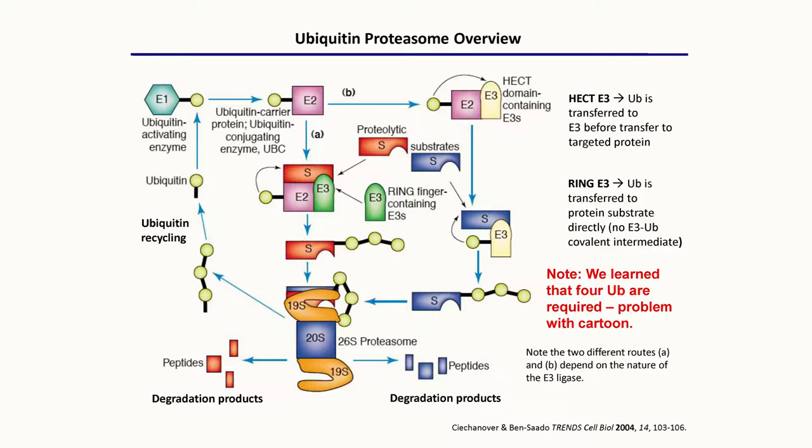Alternatively, you can imagine that E2 could transfer ubiquitin to E3, and once it attaches it to E3, E3 could attach it to the protein of interest. So all of those are possible, and there's been one case studied where E3 attaches the ubiquitin. So I think you're going to find many variations of this theme. This is an old paper, I think. And I think the more people study it, probably the more complex it will end up getting.